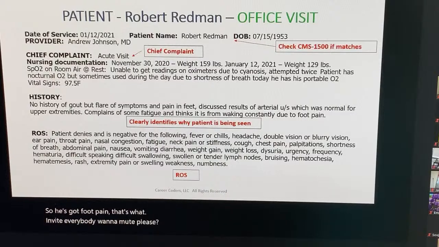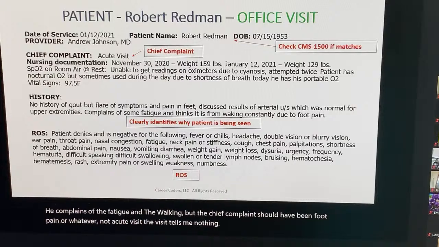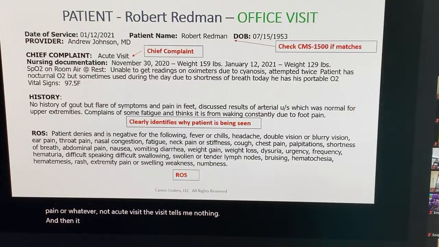So he complains of the fatigue and the walking, but the chief complaint should have been foot pain or whatever, not acute visit. Acute visit tells me nothing. And then it says in there, discuss results of arterial ultrasound. Well, what was that all about?